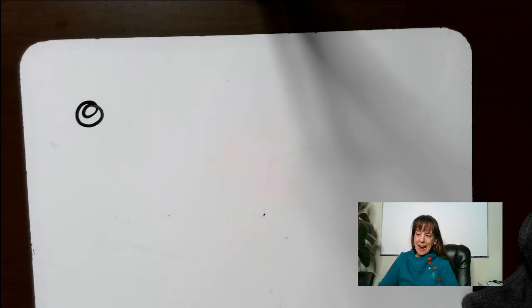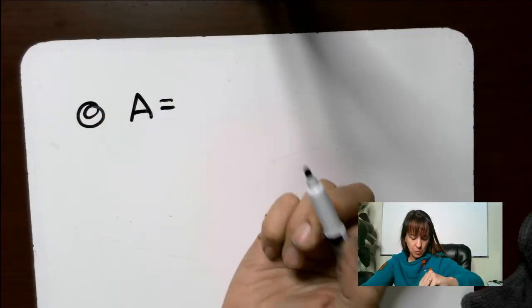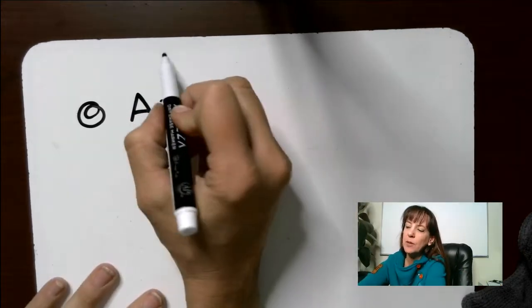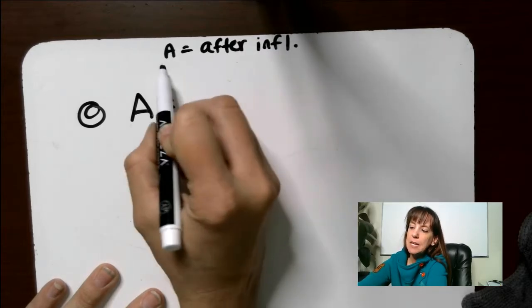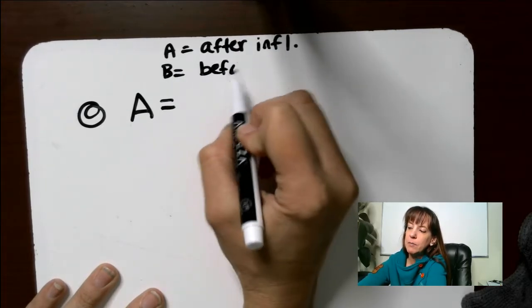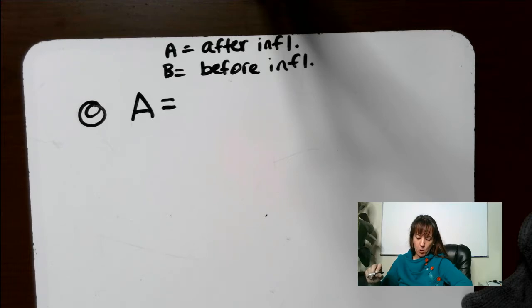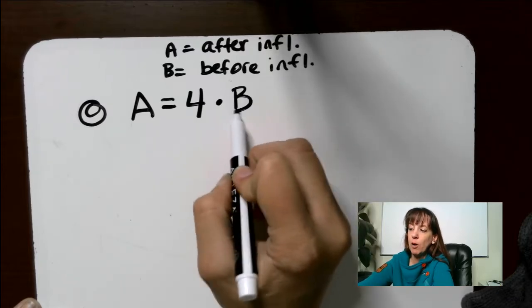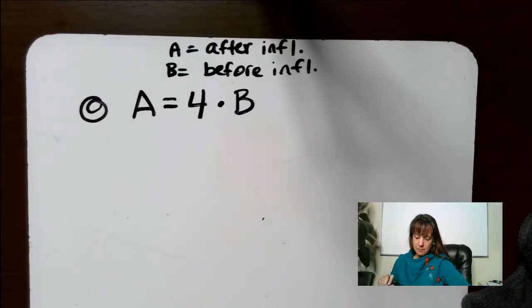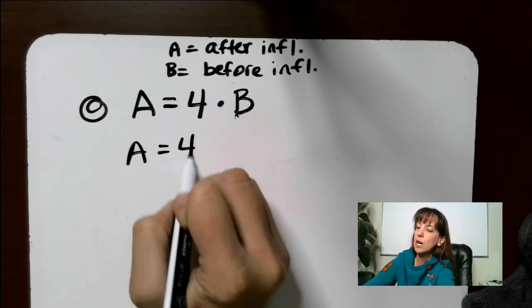The price of an item after inflation was, and was means is, which means equals. So that's A for after, and it helps to write a key. A equals after inflation. B equals before inflation. So the price of an item after inflation was 4 times, and times means multiply, the price before inflation. If an item cost $5.67 before inflation, what was it after?